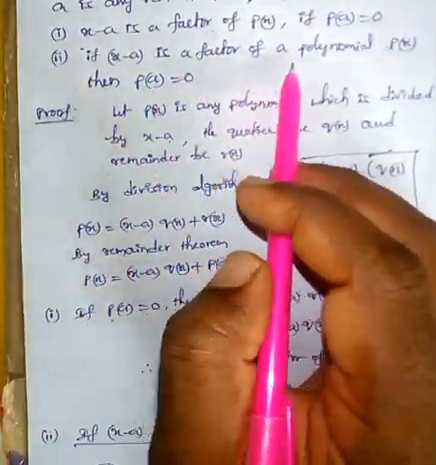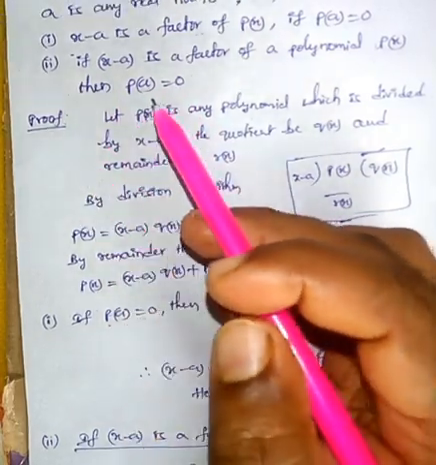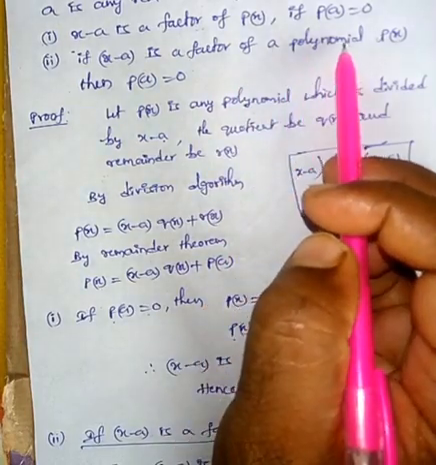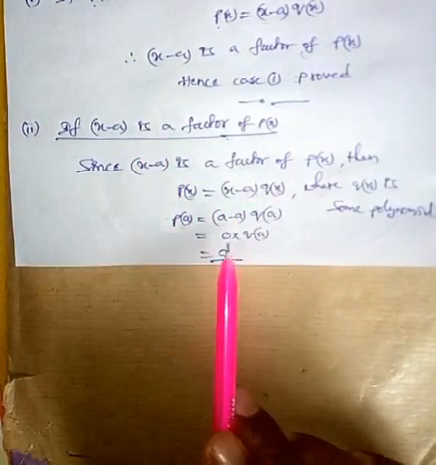If x minus a is a factor of a polynomial p(x), then p(a) equal to 0. You have to prove that by taking the condition x minus a is a factor of the polynomial, and you have to prove p(a) equal to 0. That is what we have proved here.